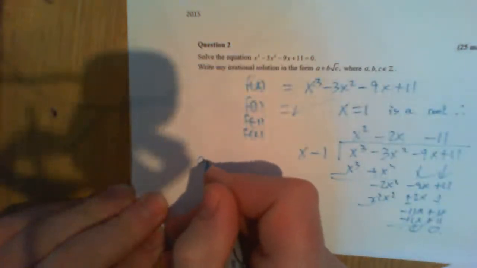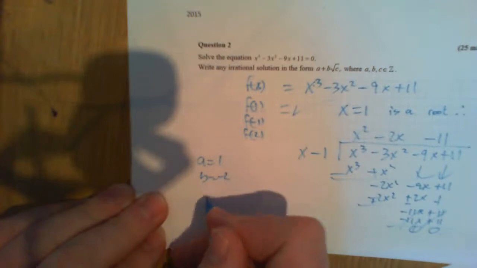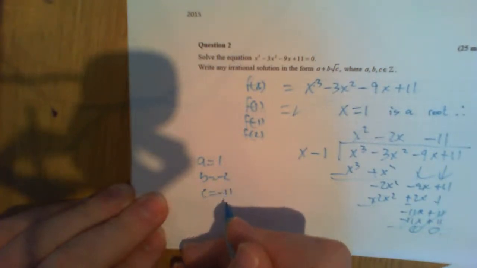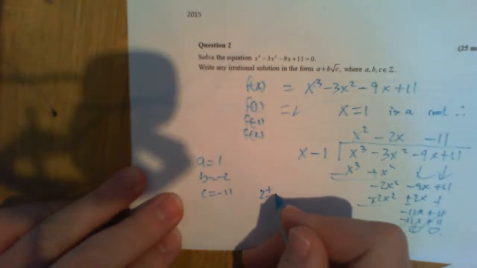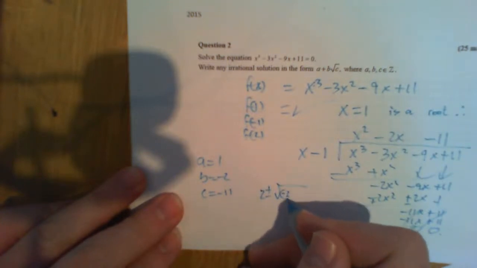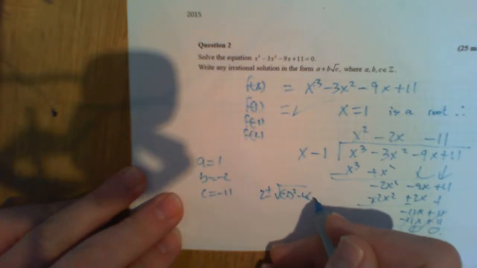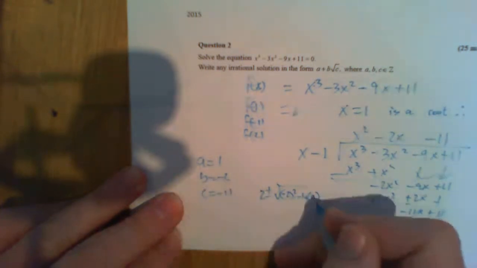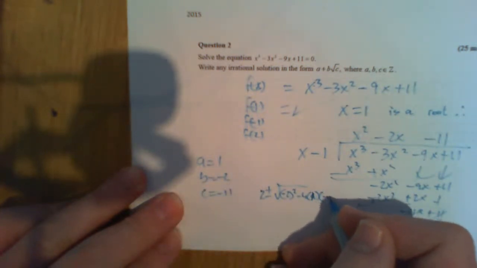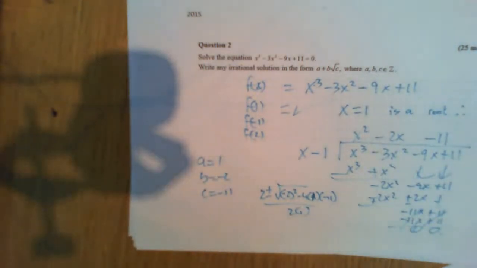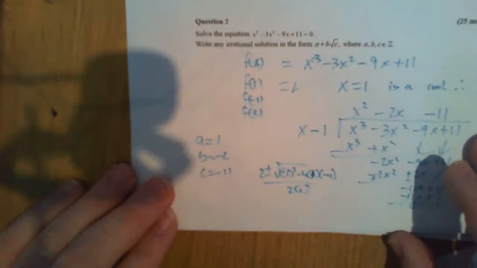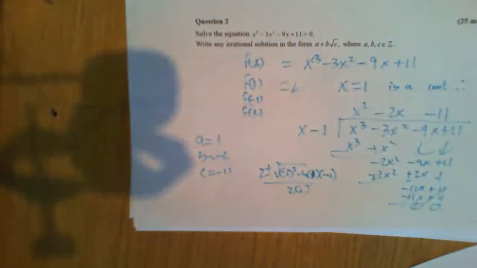a minus b. So a is 1, b is minus 2, and c is minus 11. So we have minus b, so we have 2 plus or minus the square root of minus 2 squared minus 4 times a, which is 1, by c, which is minus 11, all over 2 times 1. Now give me a second on the calculator because I'm not going to do this out. This is a calculator job for everyone. Don't try and do this out.